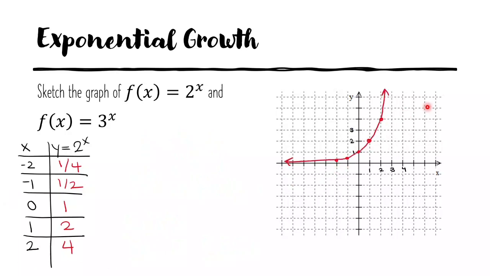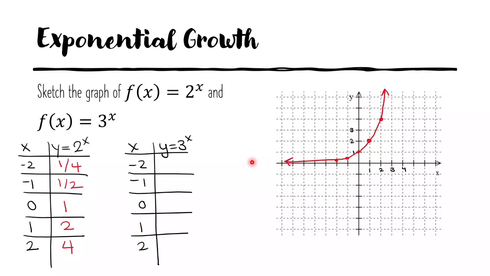And if I connect the dots, this is the shape I get. This is an increasing function because it is exponential growth. And the left side of the graph is actually flattening out and approaching y = 0. Those y values are getting smaller and smaller and smaller, approaching y = 0. Let's see how the graph of 3^x compares.